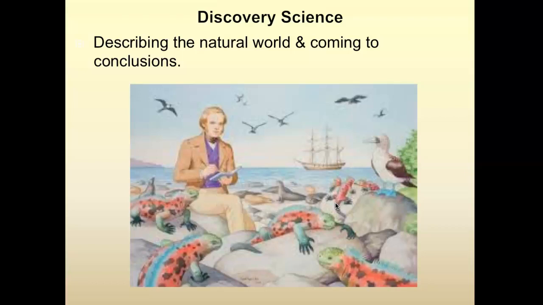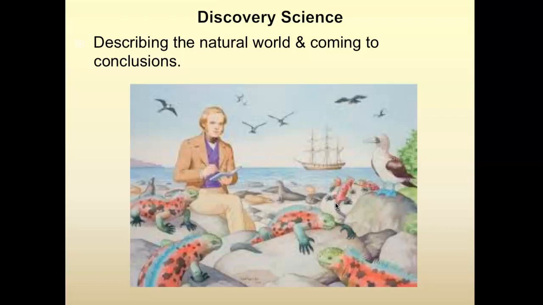So from his notes and from his large mass of data, he induced that there was probably a common ancestor, some kind of organism that, when it went to different islands, changed over time in small ways to make it better fit for that environment. And so that ultimately becomes the theory of evolution and natural selection. Okay, so that's basically discovery science. I hope you understand that concept.